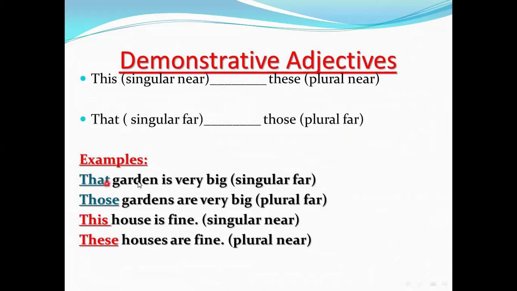When we say "that garden is very big," the garden is far from me. "Those gardens are very big." So this is plural gardens, and I see the gardens, but is it plural or singular? So "that" for singular and "those" is the plural form. Here we have "this house is fine." Here it is singular and near, and "these houses are fine to me." The houses are near to me, and I pointed to the houses that are near to me. So we say "this" for one house near me, and for the plural, more than one house near me, we say "these houses are fine."